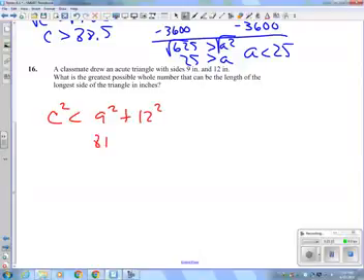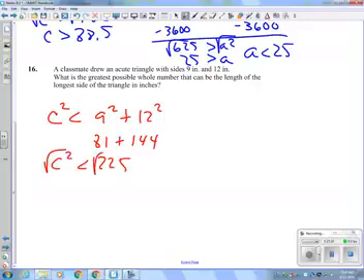So 81 plus 144 comes out to 225. If I square root that, the longest side has to be just a little bit less than 15, and it will still be acute. When it hits 15, it will no longer be acute. So that's a little different use of Pythagorean theorem than you're used to. So I hope that you can practice that on your worksheet and get good at figuring out what kind of triangle you have.